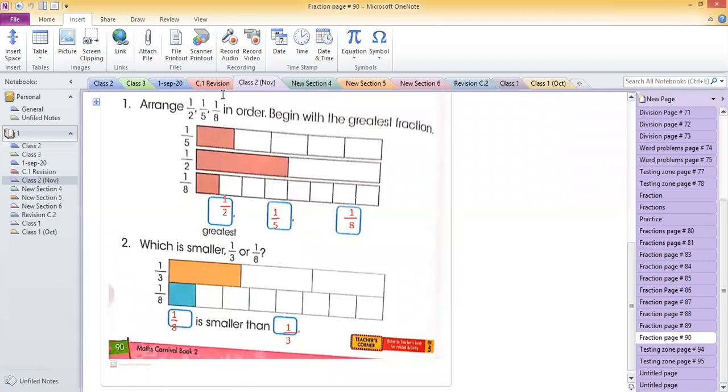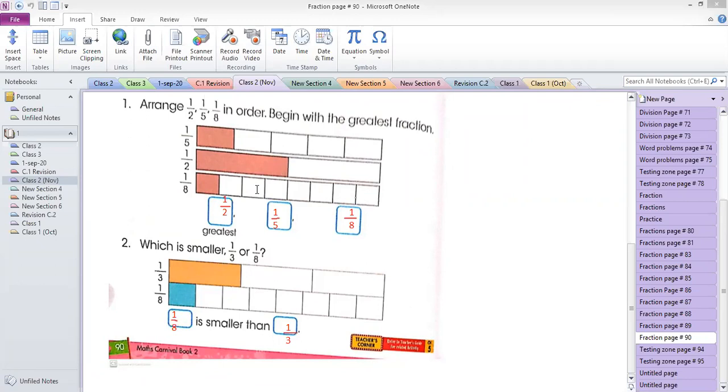And I also explained it in this way: if this is a chocolate bar, and you divide it into five pieces and you eat one piece of that, here you have the same chocolate, but now you divide it into two equal pieces and you ate one of them.